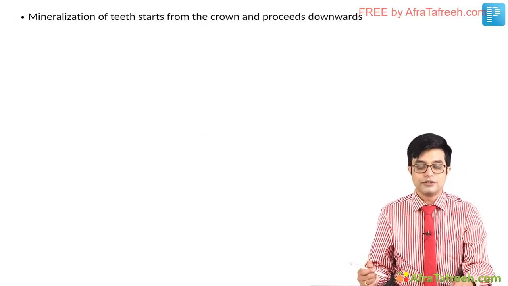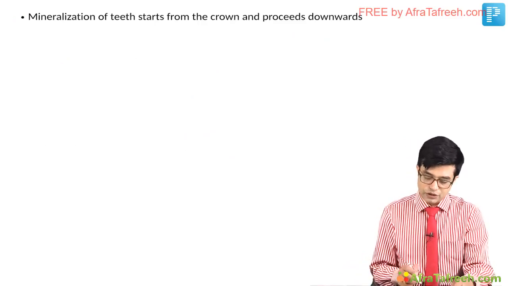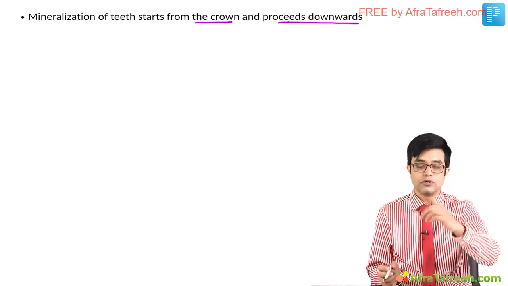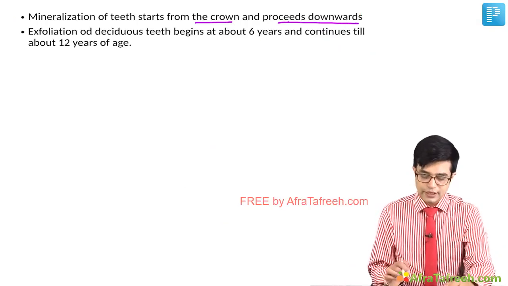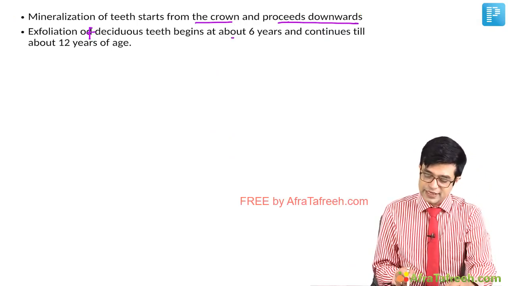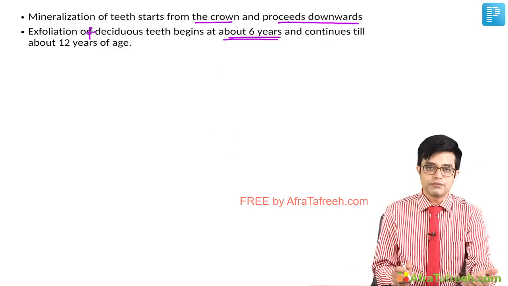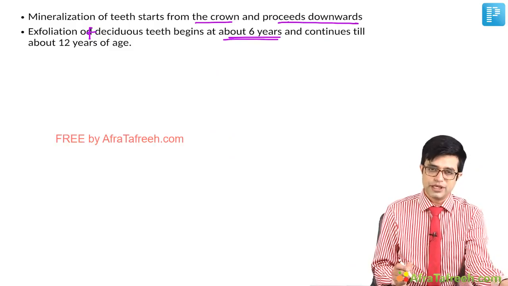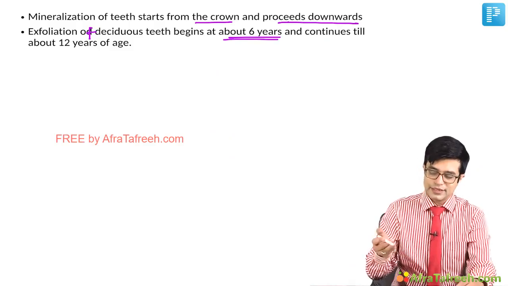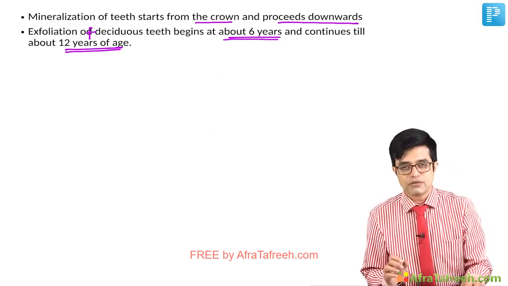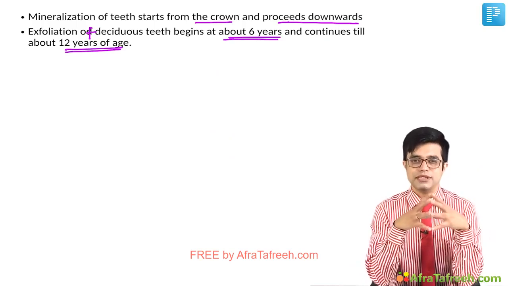Then there are one-liners you need to remember, that the mineralization of teeth starts from the crown and proceeds downward. So it is the top to bottom mineralization which happens. Exfoliation of deciduous teeth begins at about 6 years. So falling of all those teeth which were temporary starts at around 6 years and continues till about 12 years of age. In many children, some variations can be seen.